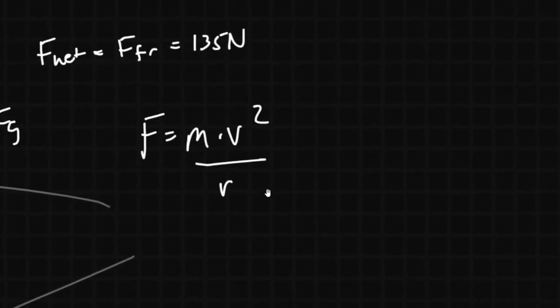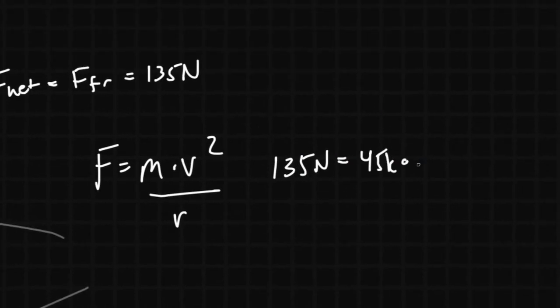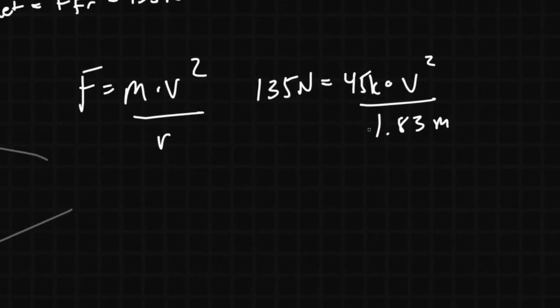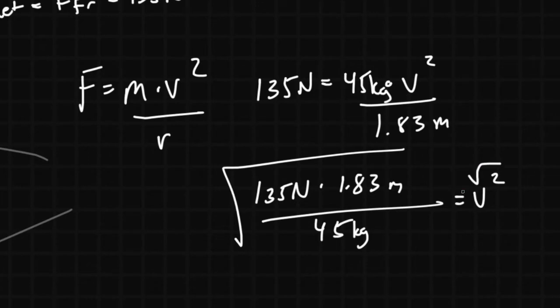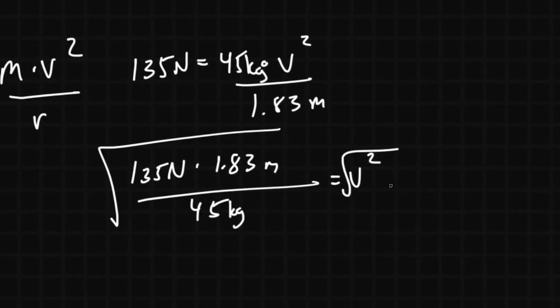So I'm just going to start plugging stuff in. 135 newtons will be equal to 45 kilograms times however fast they can go squared, all over 1.83 meters. And I'm going to solve this for v squared. To do that, I'm going to divide both sides by 45 kilograms and then multiply both sides by 1.83 meters. So 135 newtons times 1.83 meters, all over 45 kilograms, will be equal to v squared. Then I'll just take the square root of both sides, and that will be equal to v.